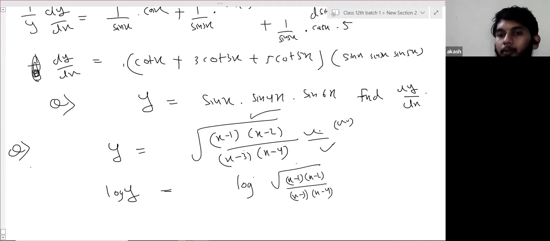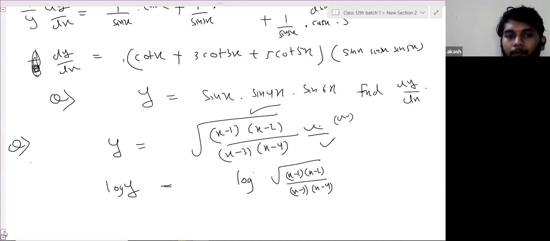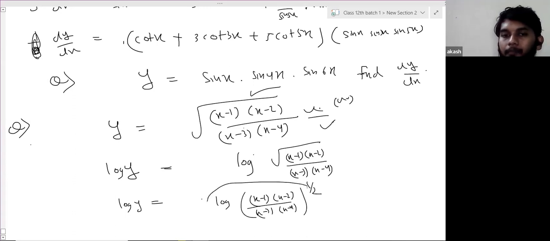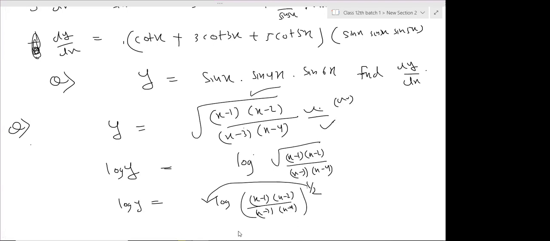Now this under root is whole power half, right? So you can take this half outside. This thing is clear? Using the exponential rule, this is log of (x minus 1)(x minus 2) upon (x minus 3)(x minus 4) whole to the power half. So this half can go outside. Yes or no, everyone? Yes, sir. All right.